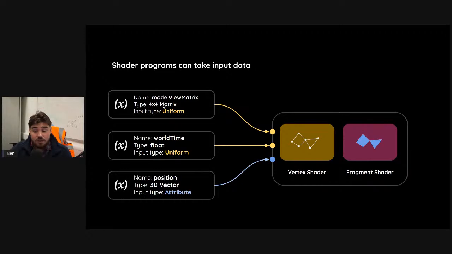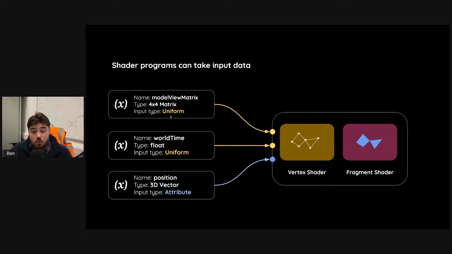And it has a type, and this is very similar to any typed programming language that you've ever used, so something like C# or C++, where variables have types like ints, bools, whatever. We've got a variable name called model view matrix. Its type is a 4x4 matrix. We've got something called world time, and its type is a float. This is just the time in the game. And then we've got position, and the position is a 3D vector. So that all makes sense. You've got a variable name, you've got a variable type, and this will have a value.